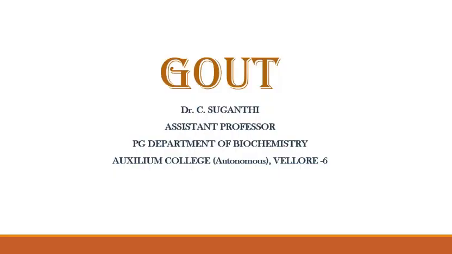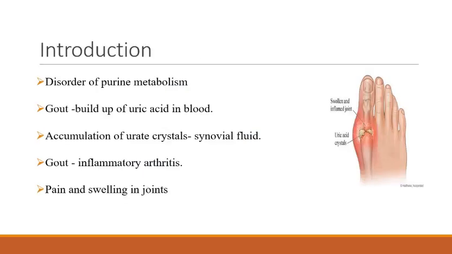Today we are going to discuss gout. Now let's get into the slides. Gout is a disorder of purine metabolism. It is the condition which occurs due to the increased level of uric acid in the blood. It is due to the accumulation of urate crystals in the synovial fluid resulting in inflammation leading to acute arthritis.